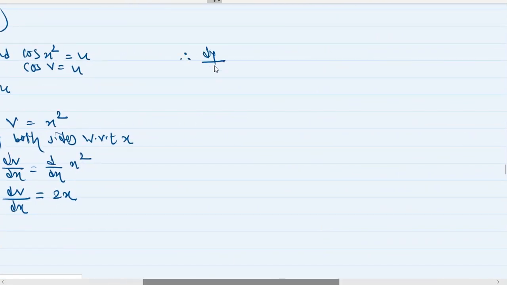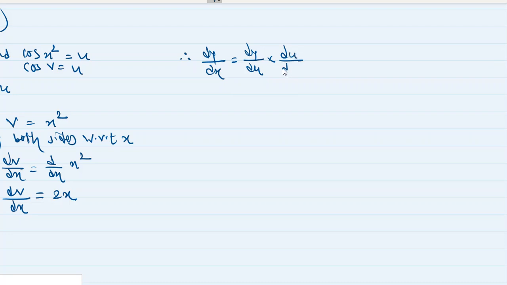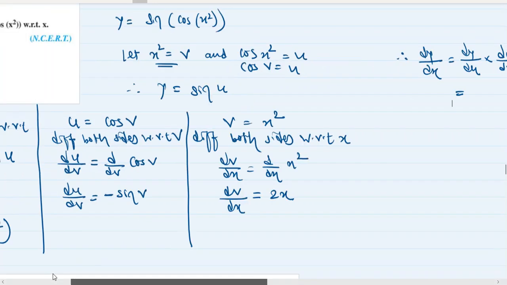So dy by dx can be found easily. Therefore, dy by dx is equal to dy by du multiplied by du by dv multiplied by dv by dx. So here du will cancel, dv will cancel, and we will get dy by dx. But we know the values of dy by du, du by dv, and dv by dx. So just put the values here.